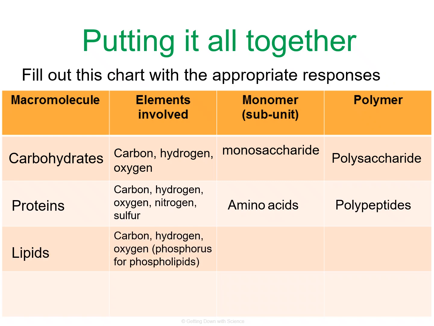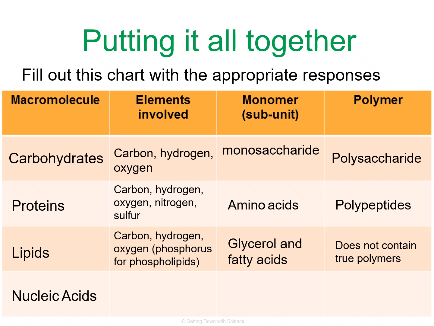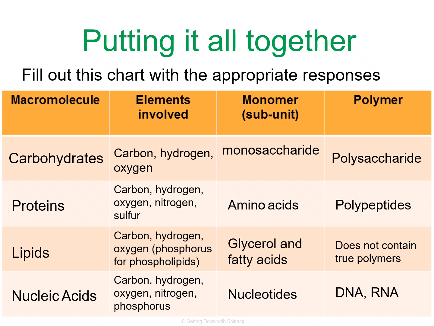Then we have lipids, who have carbon, hydrogen, oxygen, phosphorus for phospholipids. And then their monomers or subunits are glycerol and fatty acids, and they don't contain any true polymer. And then finally are our nucleic acids, and they contain hydrogen, oxygen, nitrogen, and phosphorus. Their monomers are nucleotides, and their polymers are DNA and RNA.